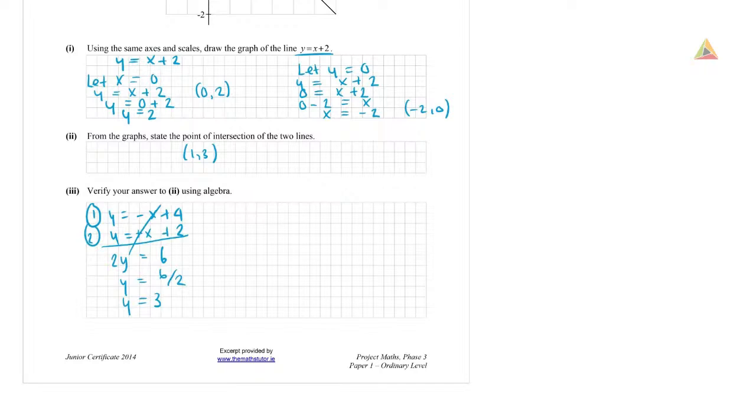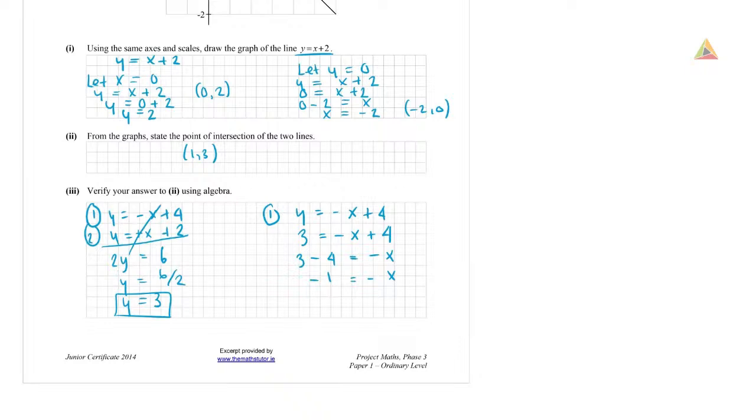You now need to go back and get what x is. So I'm going to pick equation 1, but you can pick equation 2 either. So I should say y is equal to minus x plus 4. So I'm putting in 3 now instead of y because that was one of my solutions here. So 3 is equal to minus x plus 4. So 3 minus 4 is equal to minus x. 3 take away 4 is minus 1. So minus 1 is equal to minus x.